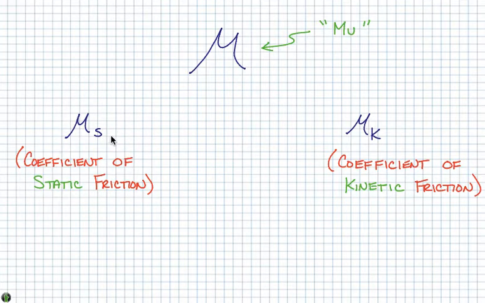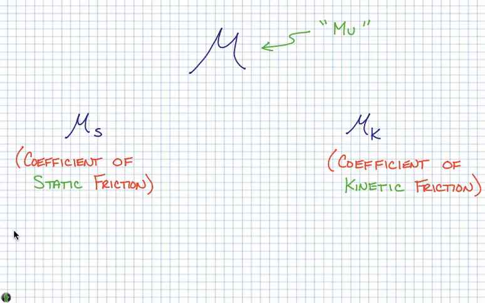Mu sub s will actually increase and increase. I apologize. The mu sub s will not increase. The static frictional force will increase as you pull an object. It will resist that motion, but the static is the amount of friction that's acting on the object prior to movement.